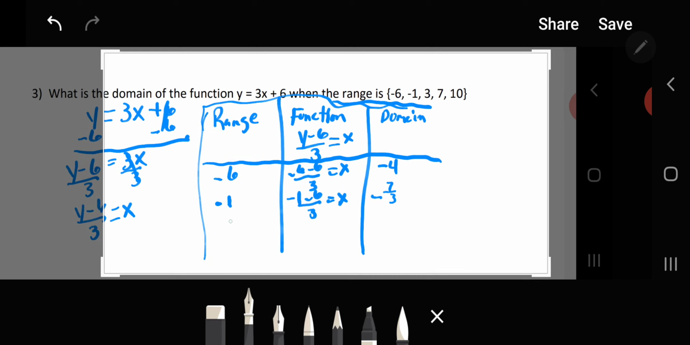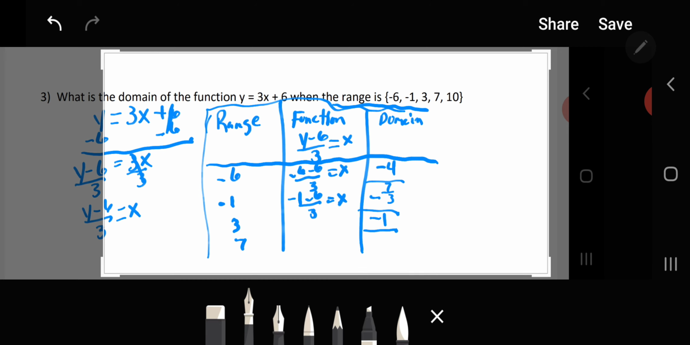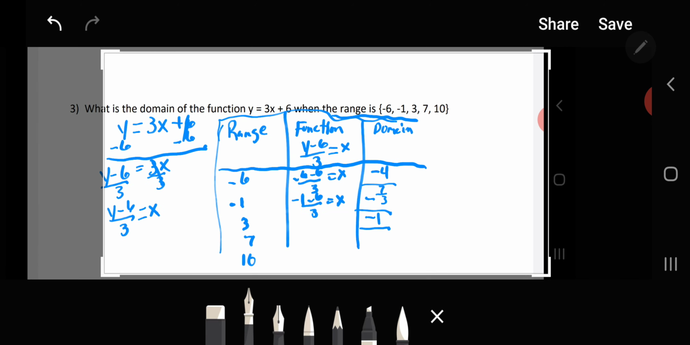If I plug in that 3, I'm going to take that 3 and go 3 minus 6, get negative 3. And negative 3 divided by 3 is negative 1. Next, we'll plug in that 7. Of course, last we'll plug in that 10. All right, we're plugging in that 7. We have 7 minus 6, which is 1. And 1 divided by 3. Well, 1 divided by 3 is 0.333. So I'd rather just keep it written as 1 over 3. And last one. 10 minus 6 is 4. And 4 divided by 3, once again, just better keep it as 4 over 3.